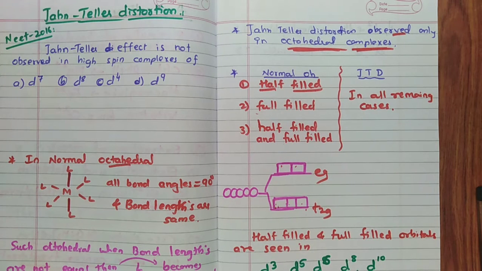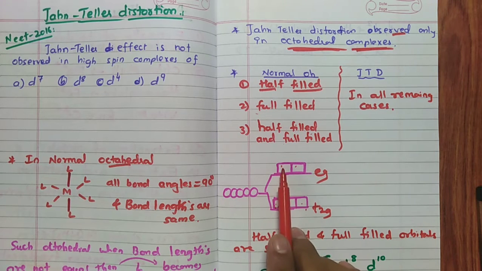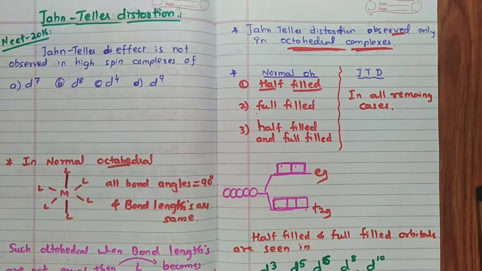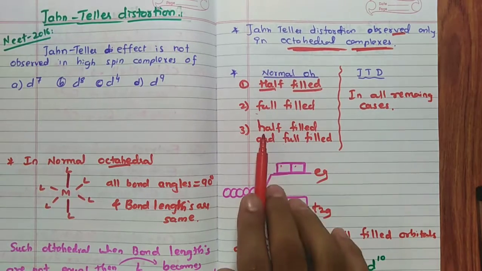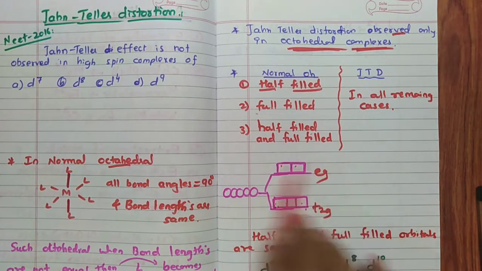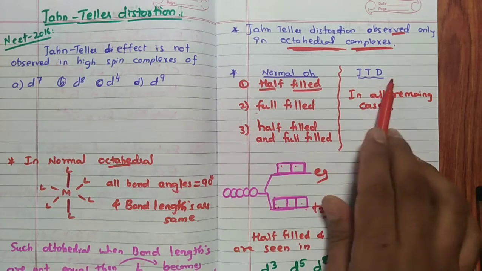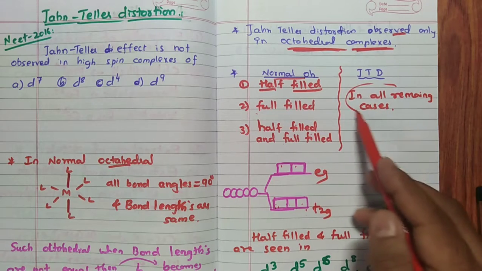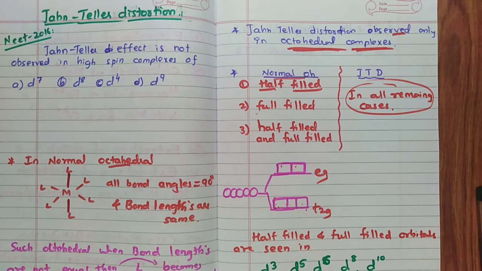Half-filled and full-filled combination means, for example, t2g fully filled with 6 and eg half filled with 2. Half-filled with full-filled, or full-filled with half-filled combination, always shows normal octahedral. There is no repulsion, no distortion. To solve such questions in the exam: half-filled, full-filled, or the combination will never show you Jahn-Teller distortion; it results in normal octahedral. Leaving this, in all other cases it is Jahn-Teller distortion.